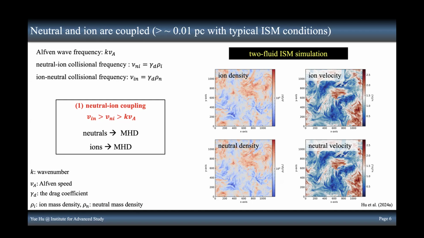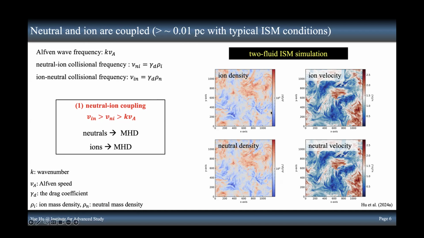by the collision. And typically, the coupling scale between neutrals and ions is larger than 0.01 parsec under typical ISM conditions. If the observation resolution is larger than these scales, we can see that neutrals can also feel the magnetic field indirectly via the collision with ions. So it also has the MHD effect.